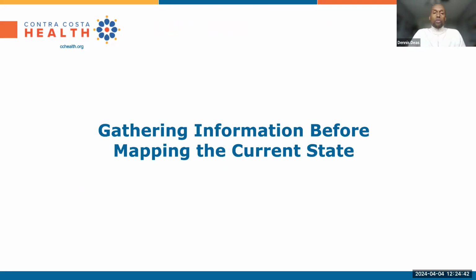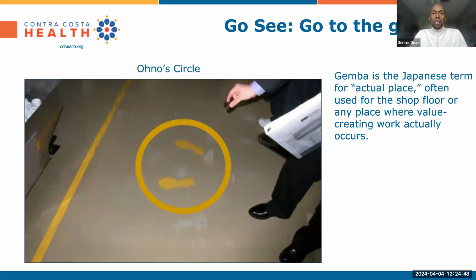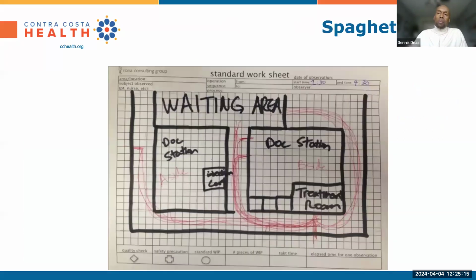So gathering information before you start mapping or building your current state value stream map. Okay, next slide, please. So Ohno circle, this is basically go to the Gemba. So don't do it in a conference room. Don't do it at home unless you're doing something at home. But go to where the work is. That's what Gemba is. Go to the work site where people actually work, or where patients actually come in and visit, and actually create your value stream map. Okay, next slide, please. And so you'll hear that word Muda is waste, and go to the Gemba is where the work is.